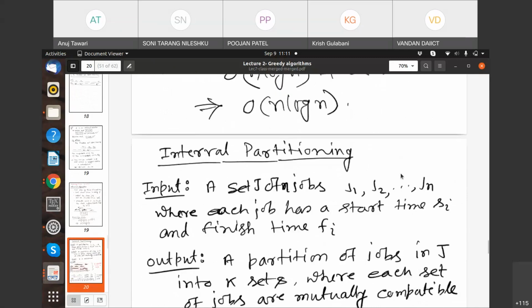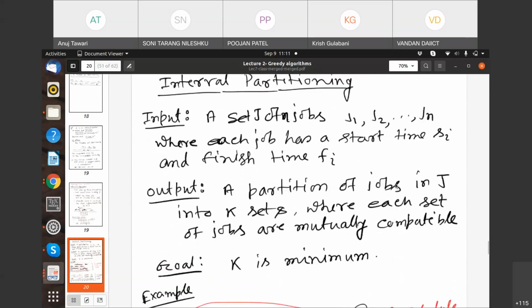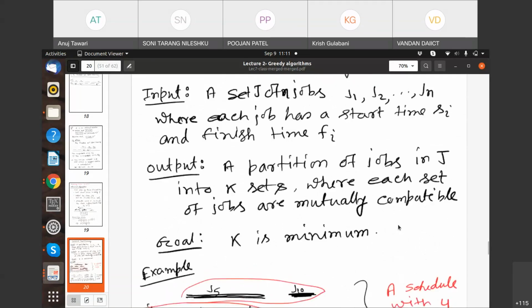So it's called the interval partitioning problem. Okay. Again, we have the same thing. We have a set of n jobs, J1, J2, Jn, where each job has a start time Si and a finish time, Fi. So again, we have these n lectures. We are given their start time, we are given their finish time. And we want to partition these jobs into k sets, where each set of jobs is mutually compatible.